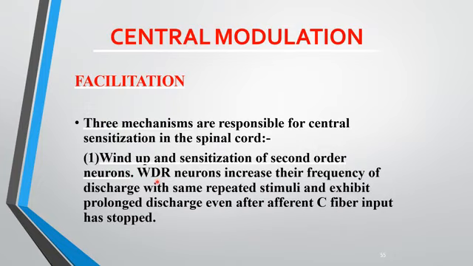Wide dynamic range neurons increase their frequency of discharge with the same repeated stimuli and exhibit prolonged discharge even after afferent C fiber input has stopped. These are the type of neurons present in the spinal cord, as I told you in the previous class. So the frequency of discharge is increased, and they exhibit a prolonged discharge even after the afferent input has stopped. This is one mechanism for increased sensitization.